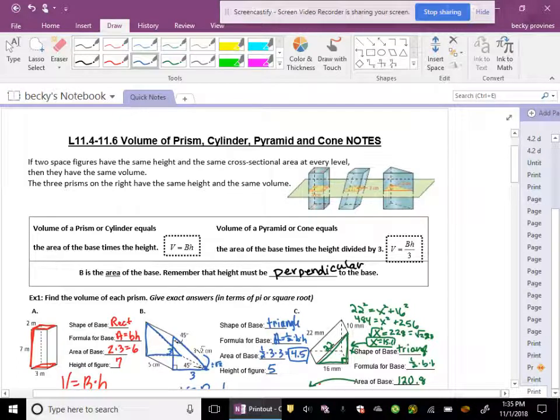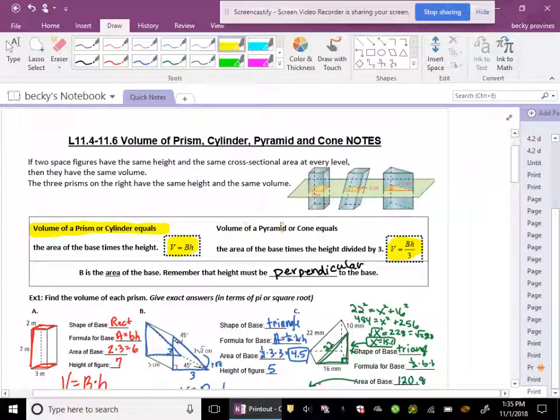Hi, today we're going to find the volume of prisms, cylinders, pyramids, and cones. So you need to take your index card and put two formulas on it for today. Now the first one here on the left is for prisms and for cylinders. So go ahead and make sure you write that down.